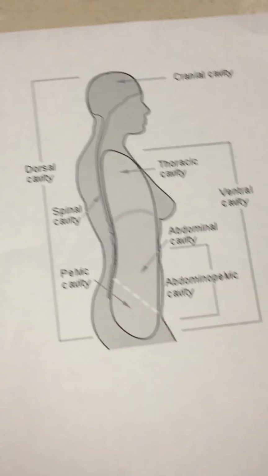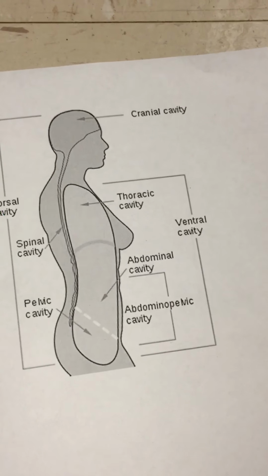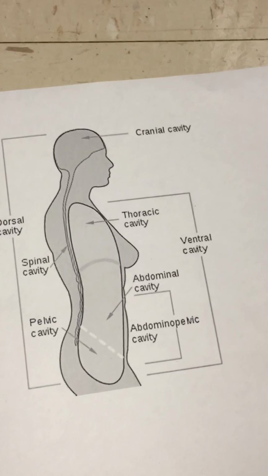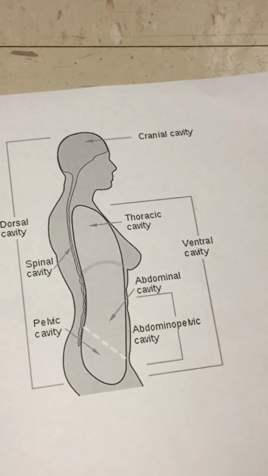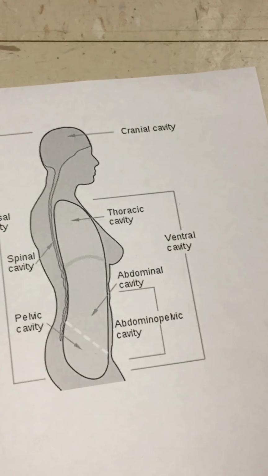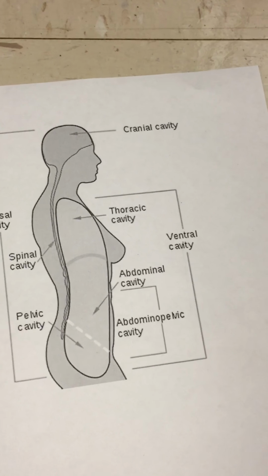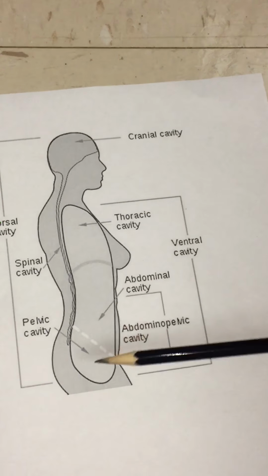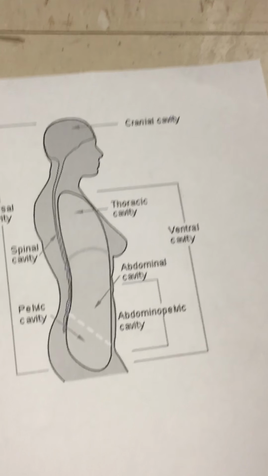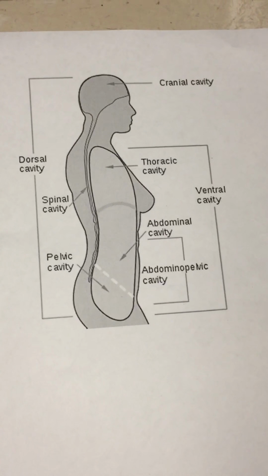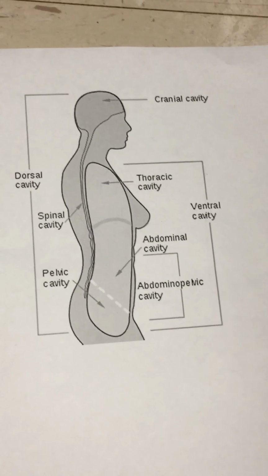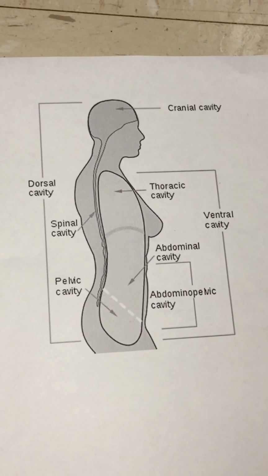The abdominal cavity contains most of the gastrointestinal tract as well as the kidneys and adrenal glands. The abdominal cavity is bound cranially by the diaphragm, laterally by the body wall, and caudally by the pelvic cavity. The pelvic cavity contains most of the urogenital system as well as the rectum. The pelvic cavity is bounded cranially by the abdominal cavity, dorsally by the sacrum, and laterally by the pelvis.